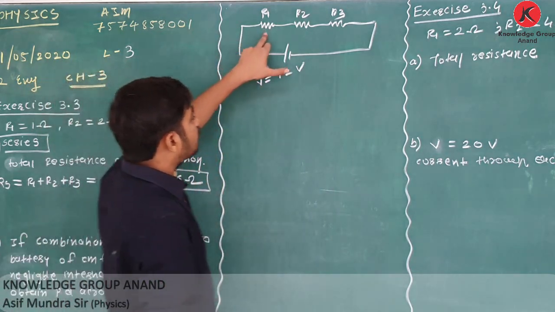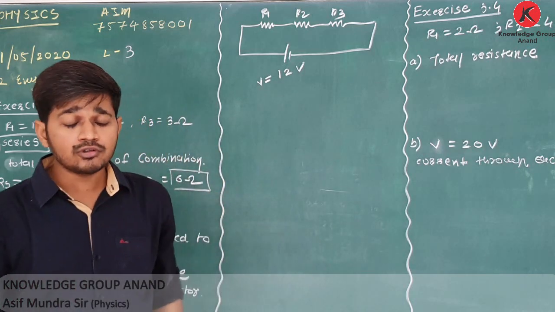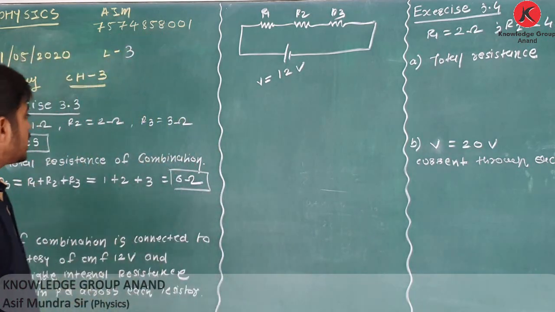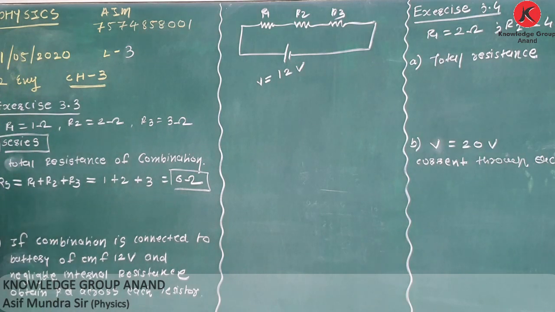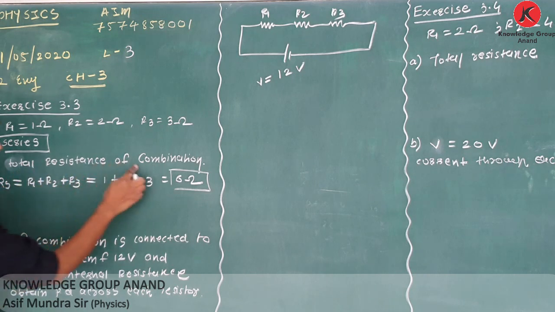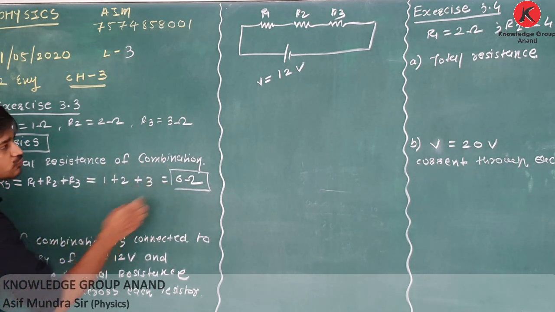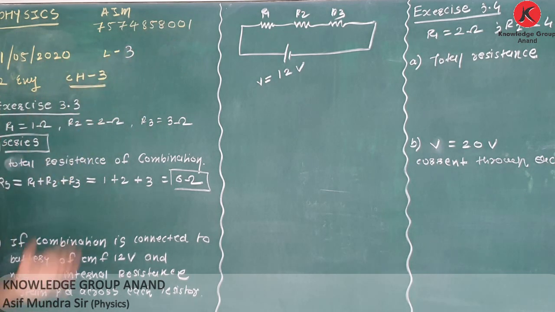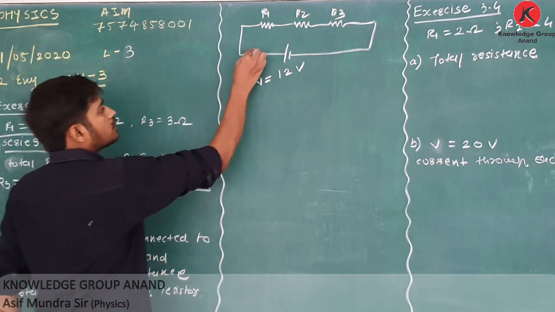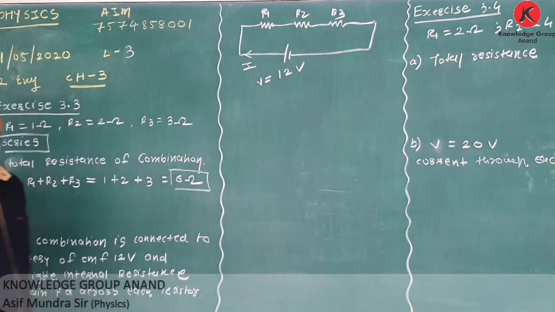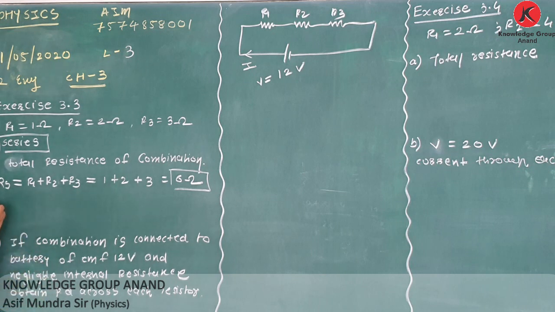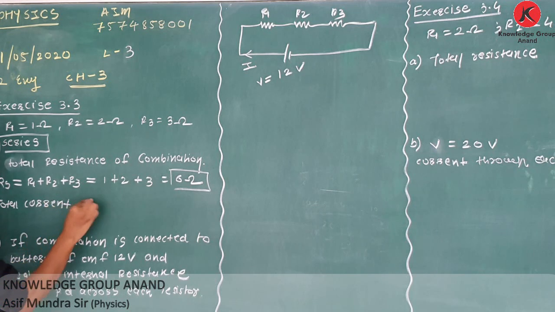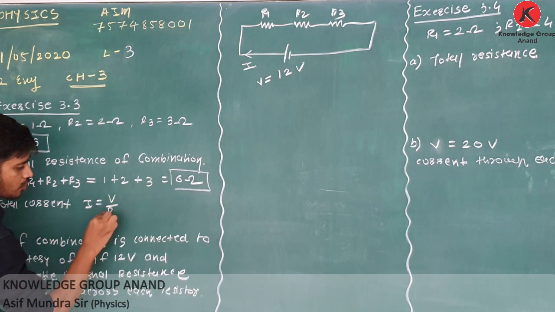Yes, you know what is value of R1, R2 and R3, but you don't know what is value of I, current. Then first of all, we have to find current. What is total resistance of connection? Total resistance of combination R1 plus R2 plus R3 is equal to 6 ohm. Yes or no? Total resistor of circuit is 6 ohm. Then what is total current flowing from battery? I am assuming it is I. And how to find this current? See, the total current from cell I is equal to V upon Rs.